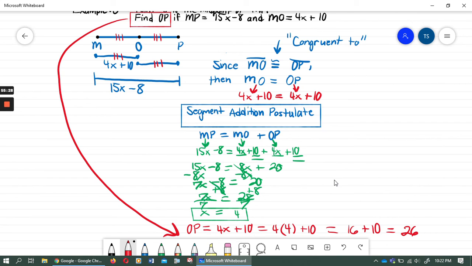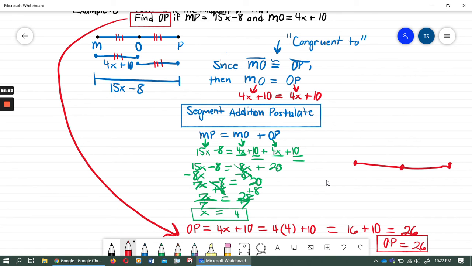All right, so guys, sometimes you'll be asked to find just one of those lengths, like what we found here. We found that one length was OP, which is 26. We found what they were asking us to find.